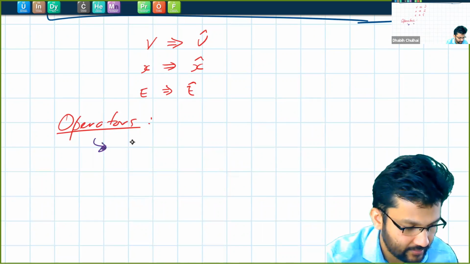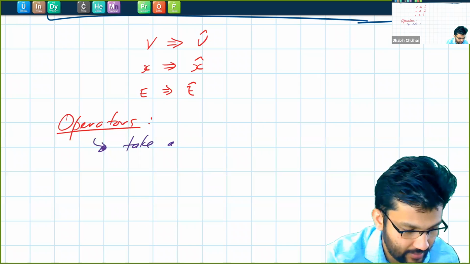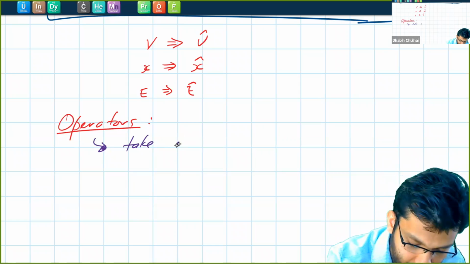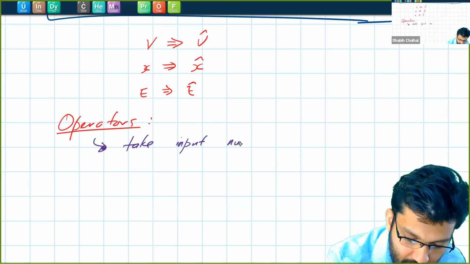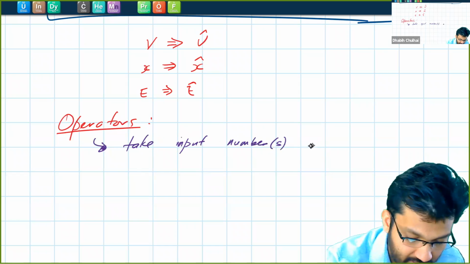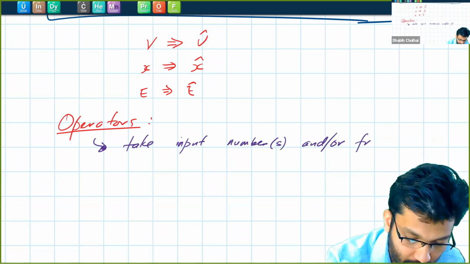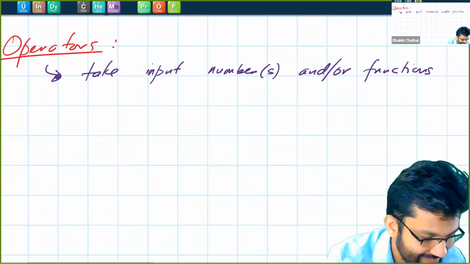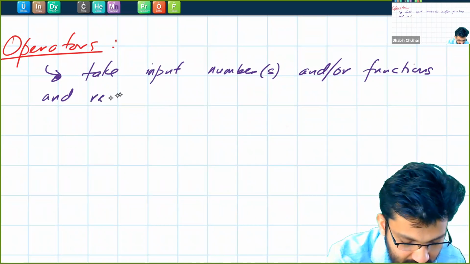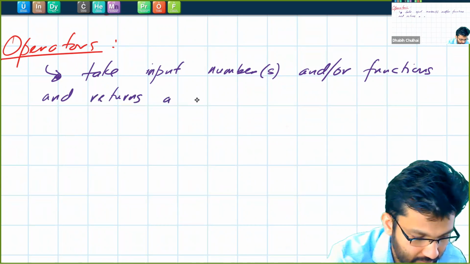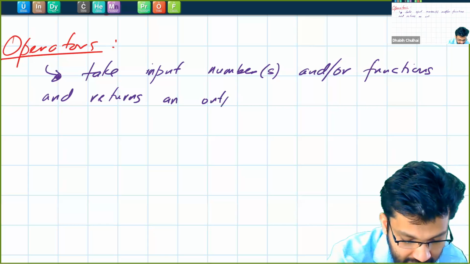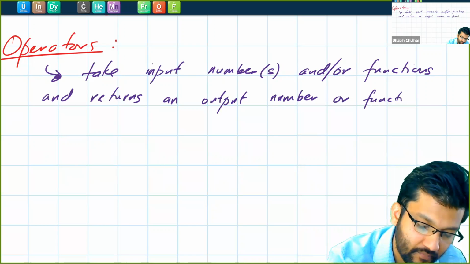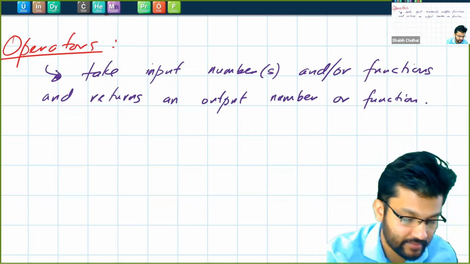Operators basically take an input, an input number and their functions, and return an output. Could be the same, could be different. An output number or function. Right? That's all an operator means.